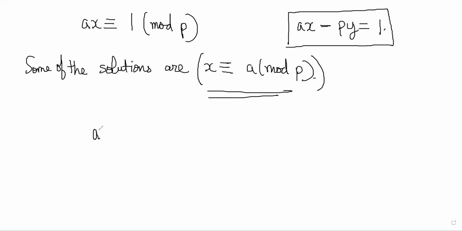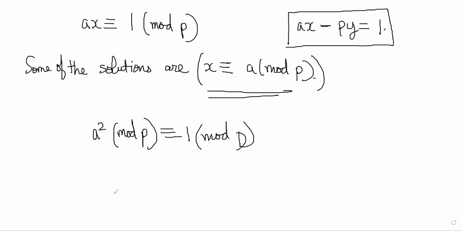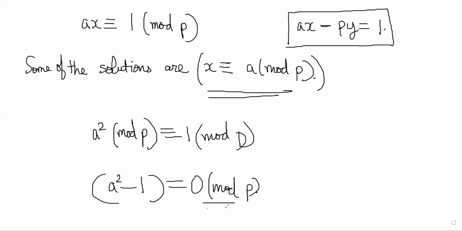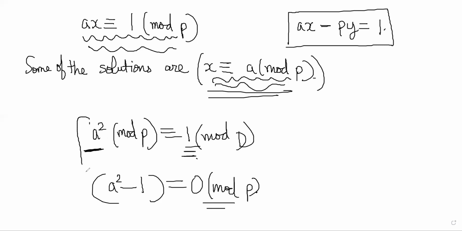Because some of the solutions of this are of the form x is equal to a mod p, when you put it here, it becomes a square mod p is equal to 1 mod p, right? So you're getting a square minus 1 is equal to 0 mod p, which is what we said. The product of two of those numbers is becoming 1 mod p. So you will always find a solution to this for a less than p, and some of the solutions, which are basically the pairs that you're finding, look like this. That's why a square is becoming 1 mod p.